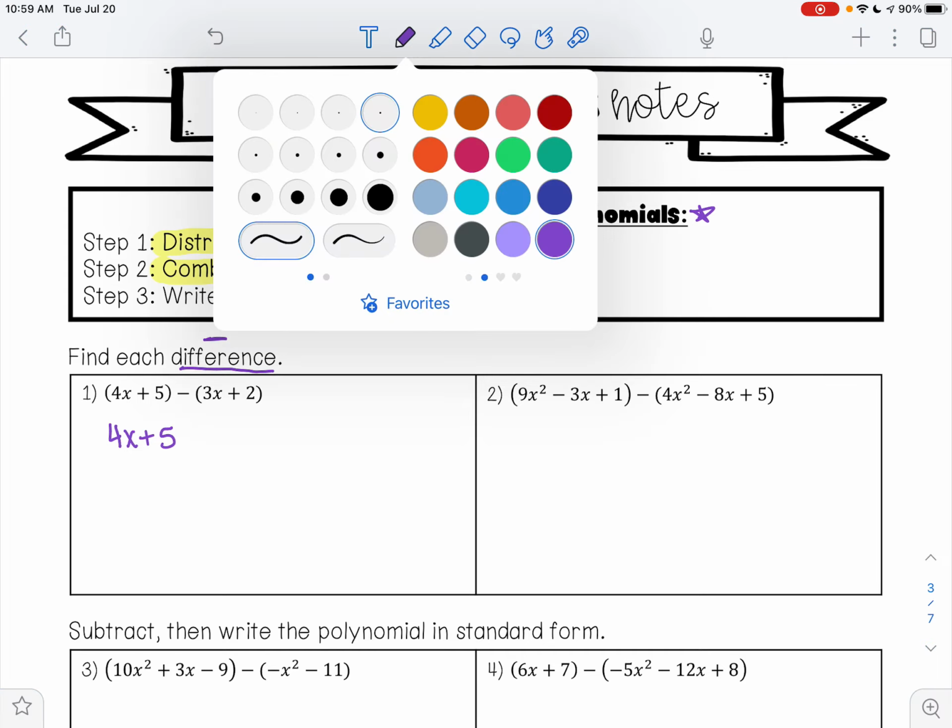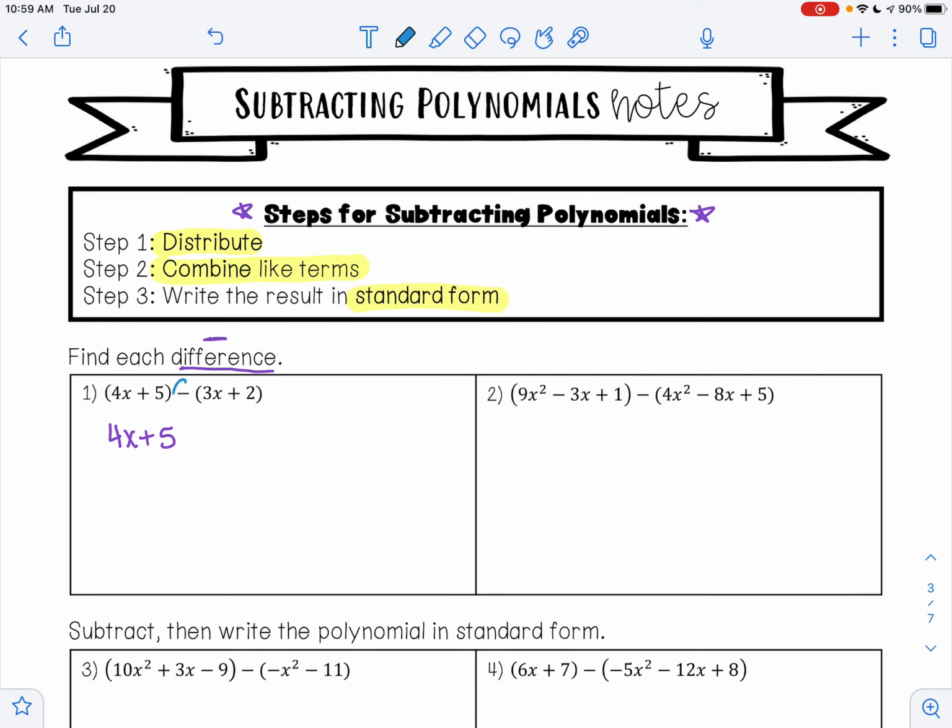On the second set of parentheses, we can see that I have this negative sign. So I need to distribute this negative to everything in the second set of parentheses. If it helps you, think about this like you're multiplying each one of these 2 terms by the number -1. So -1 times 3x is -3x, and -1 times 2 is -2.